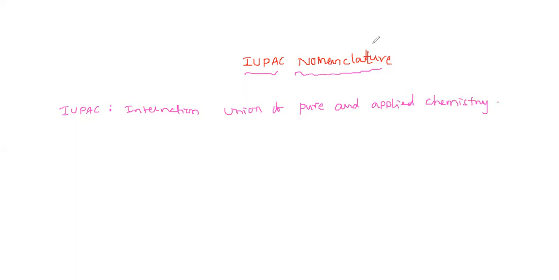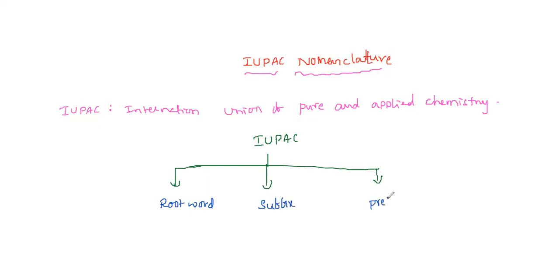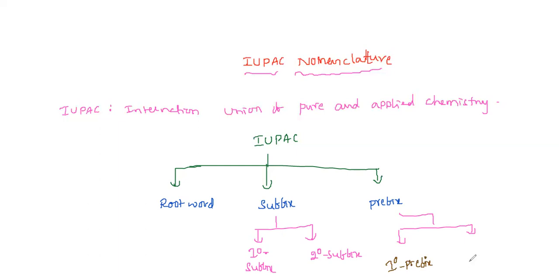Generally, IUPAC nomenclature, we divide it into three parts. Whenever we have to discuss IUPAC nomenclature, first we have to divide it into three types. One is root word, another one is suffix, then another one is prefix. Suffix is further divided into two types, primary suffix, generally we write 1 degree, then secondary suffix, 2 degree. Prefix also we divide into two types, primary prefix, then another one is secondary prefix.